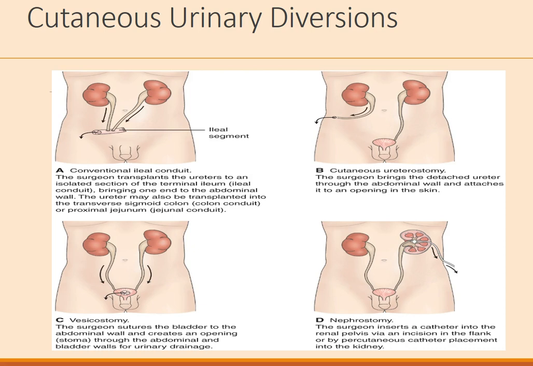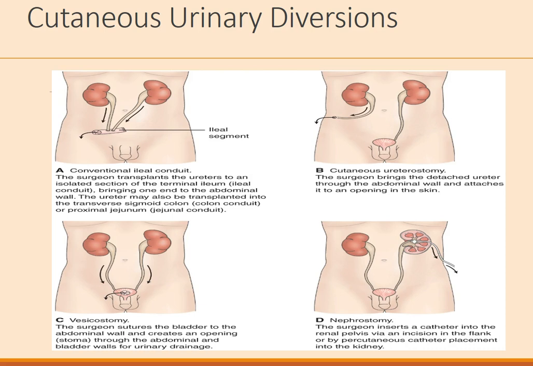So a conventional ileal conduit, the surgeon transplants the ureters to an isolated section of the terminal ileum, bringing one end to the abdominal wall. The ureter may also be planted into the transverse sigmoid colon or proximal jejunum. So basically, at this point, the ureters are being put together, and they actually empty into the intestines themselves.